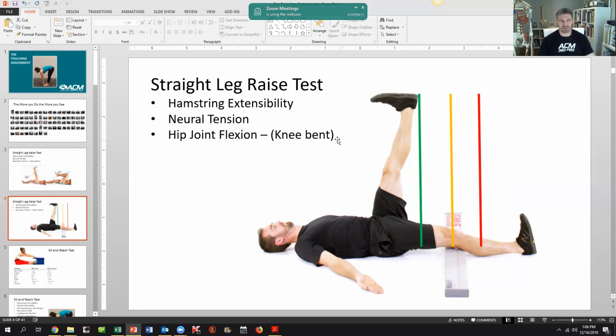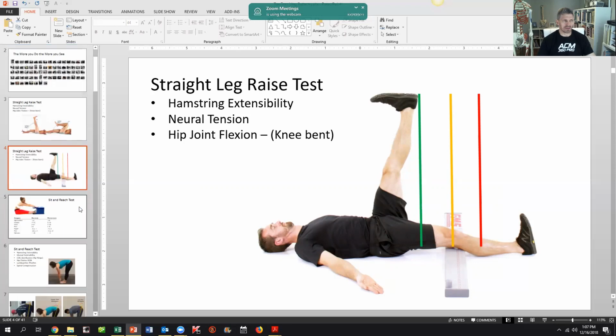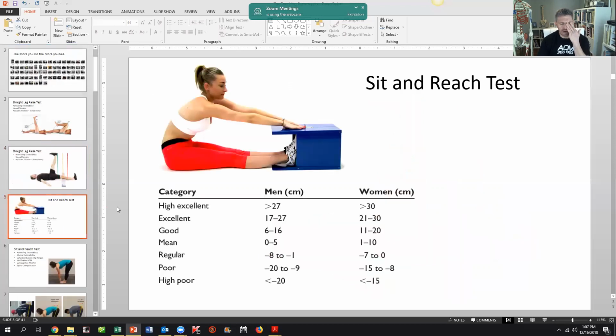But there are some drawbacks to this test in what we're looking for, and I'll explain a little bit more. The other test that was pretty much widely used and probably most accepted for hamstring extensibility is the sit and reach test, and this is pretty much what you'll see in just about any exercise physiology lab testing hamstring flexibility. Again, there are some other components that we're looking at, possibly neural tension.